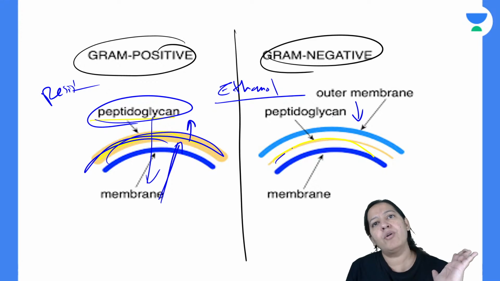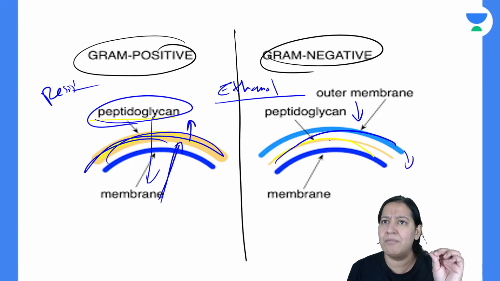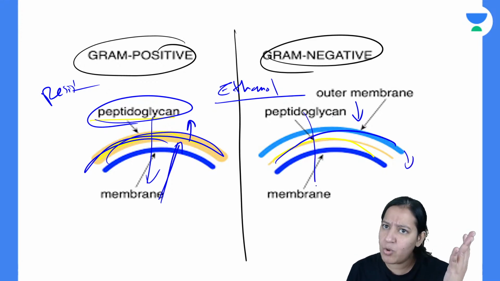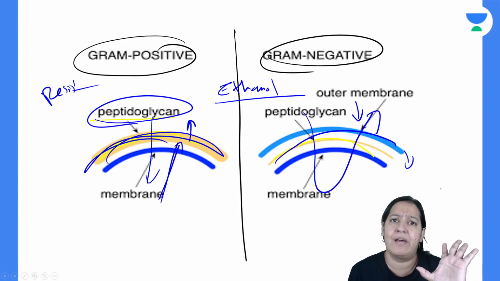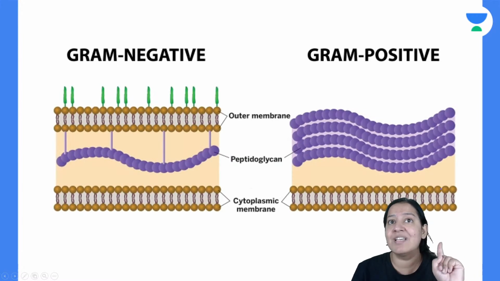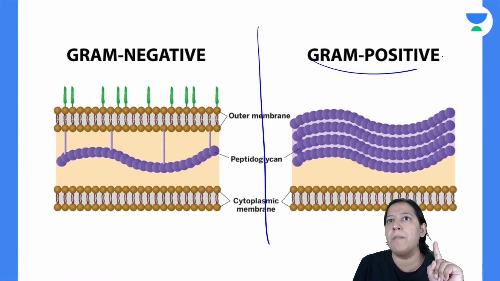And here peptidoglycan is very less. So once you are putting ethanol, the dye which went in is coming out also. Peptidoglycan is not preventing the dye because it is a very thin layer. Have you got it?